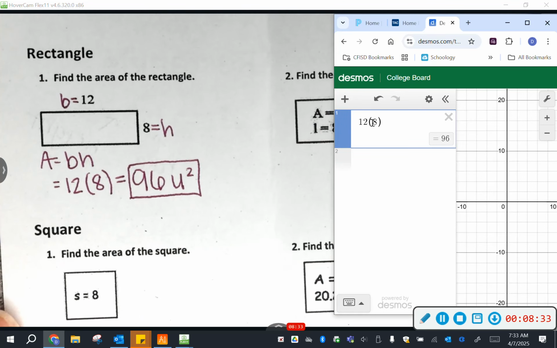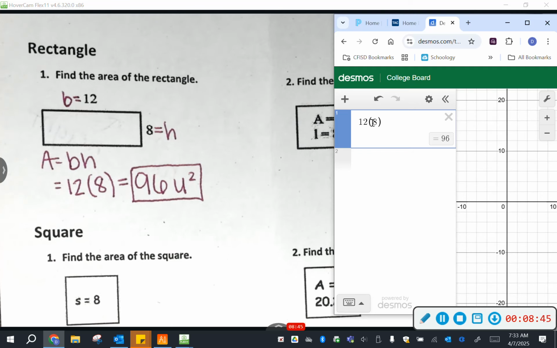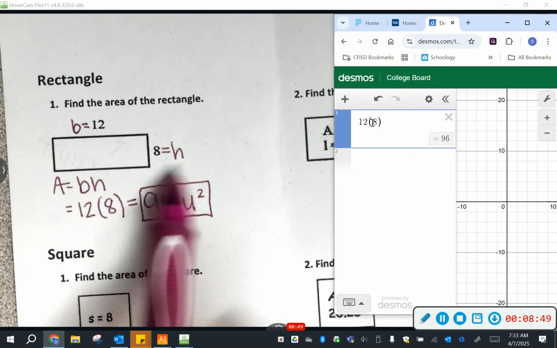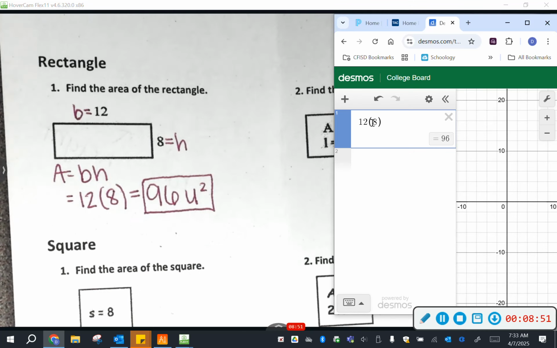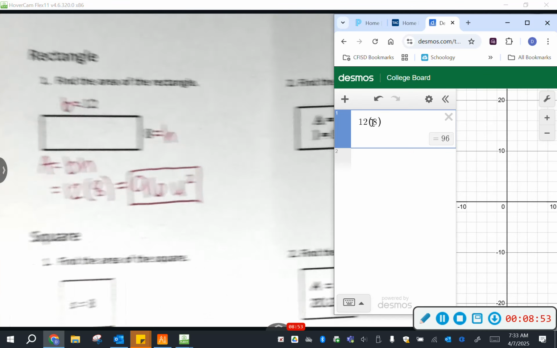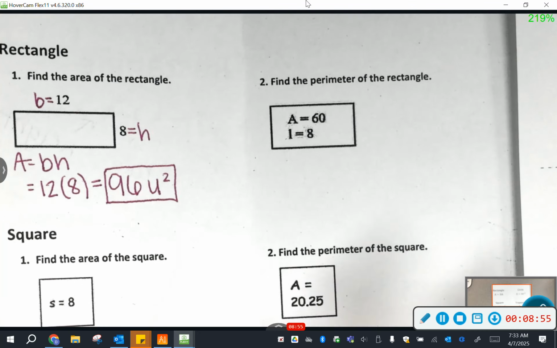Now, I do want you to know that it also may say something about length and width. Length and width are the same thing as base times height. So if you get to a problem on your worksheet tomorrow and it says the length is this, that's the same thing as the base or the height. It doesn't matter which one it is. Okay? What if I asked you about the perimeter?